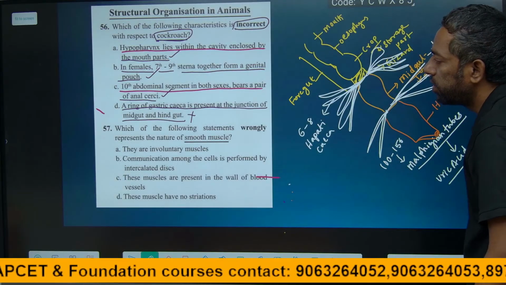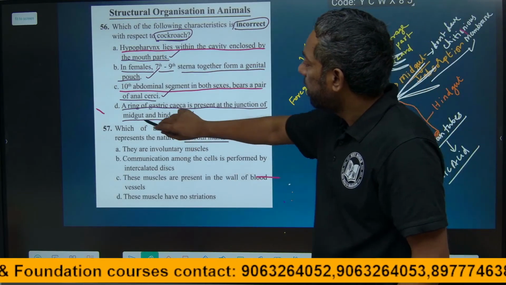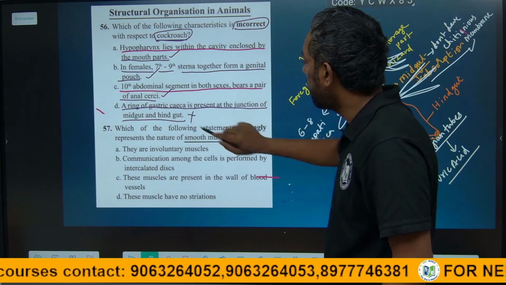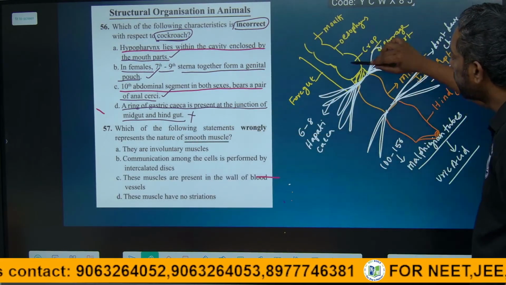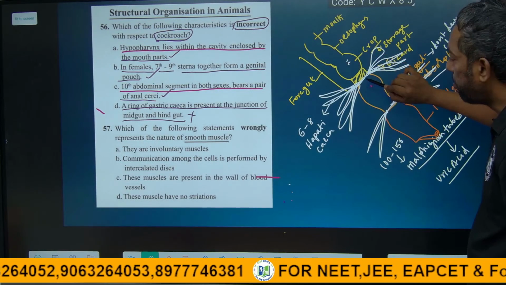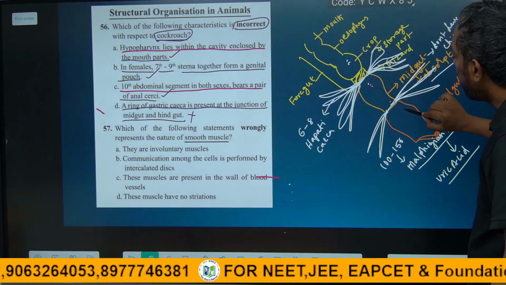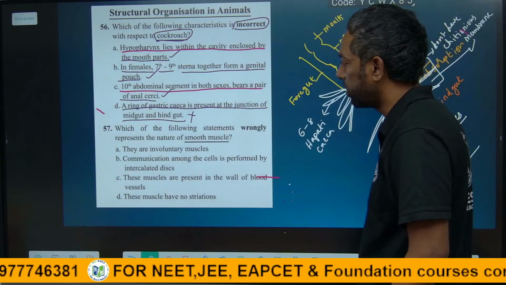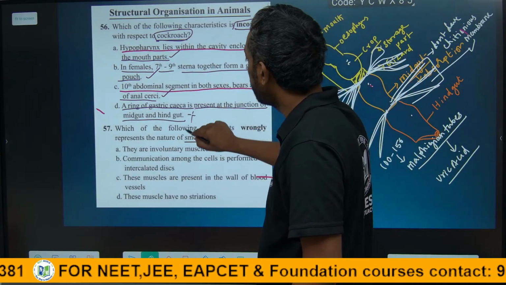Guys, this is the digestive system. The ring of gastric caeca is present at the junction of the midgut and hindgut. No, that is the junction of the foregut and midgut, the hepatic caeca. Between the midgut and hindgut, there are Malpighian tubes, guys. This is the right answer. Okay, so this is the wrong answer.